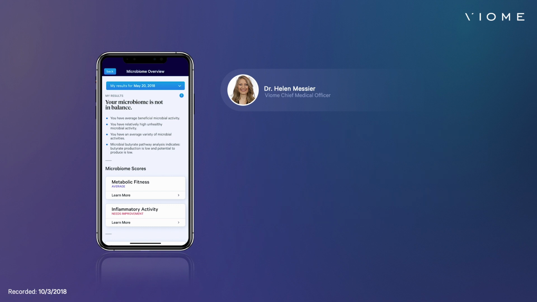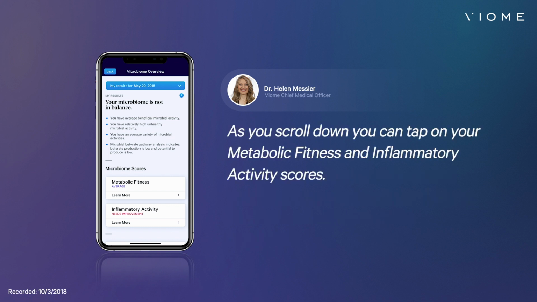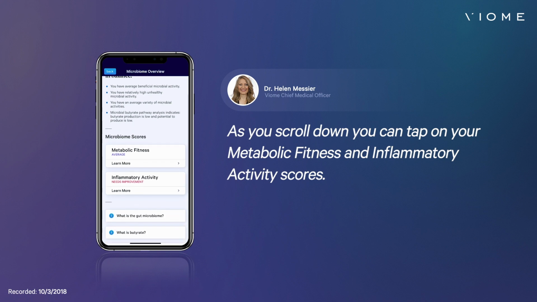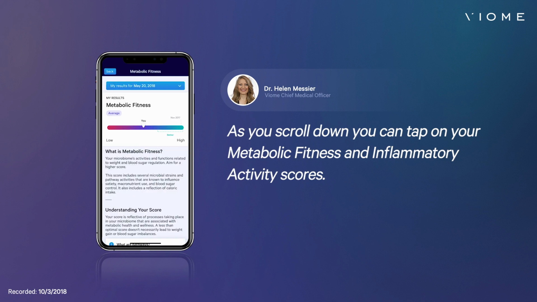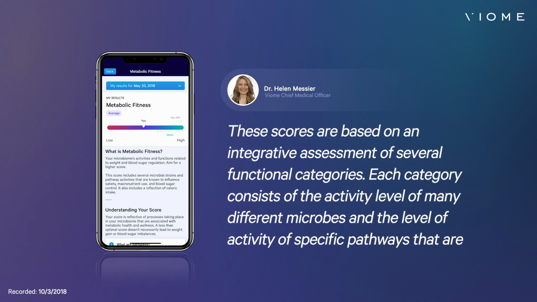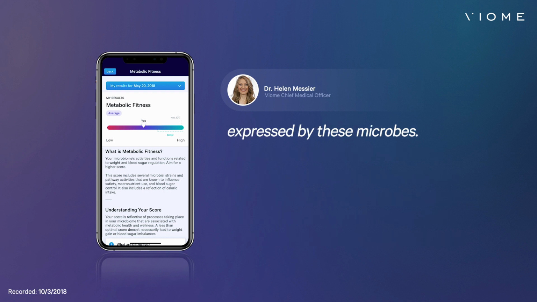As you scroll down, you can tap on your metabolic fitness and inflammatory activity scores. These scores are based on an integrative assessment of several functional categories. Each category consists of the activity level of many different microbes and the level of activity of specific pathways that are expressed by these microbes.